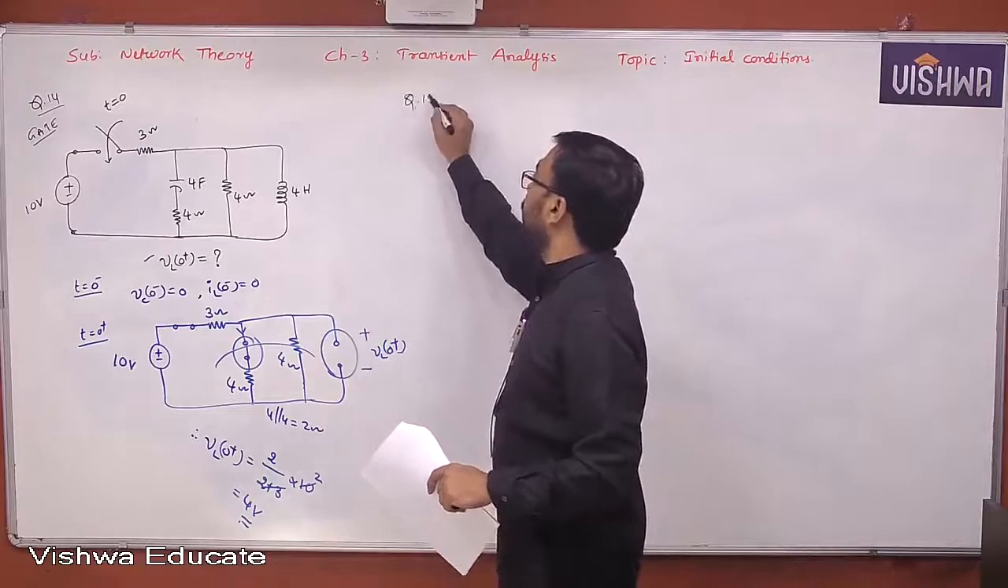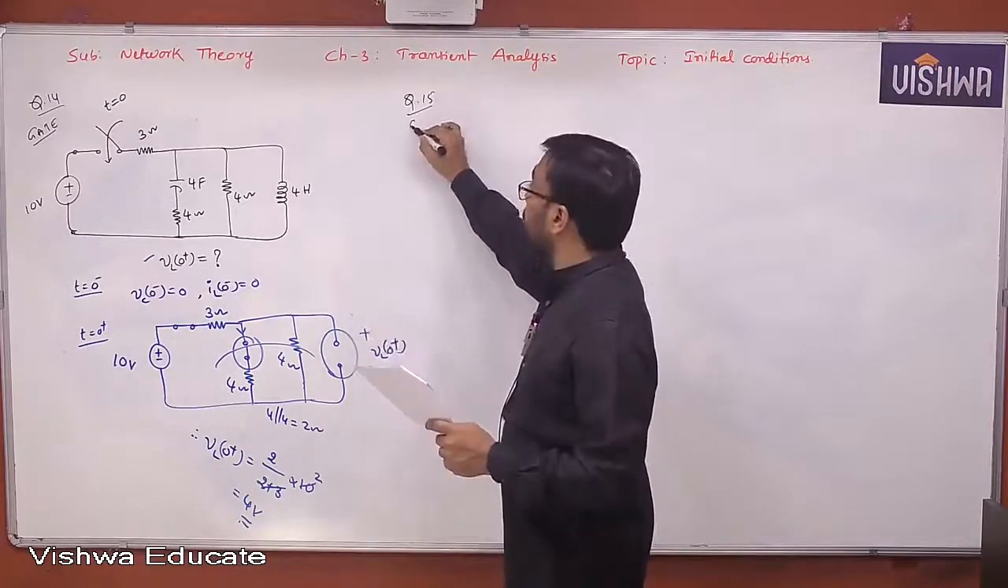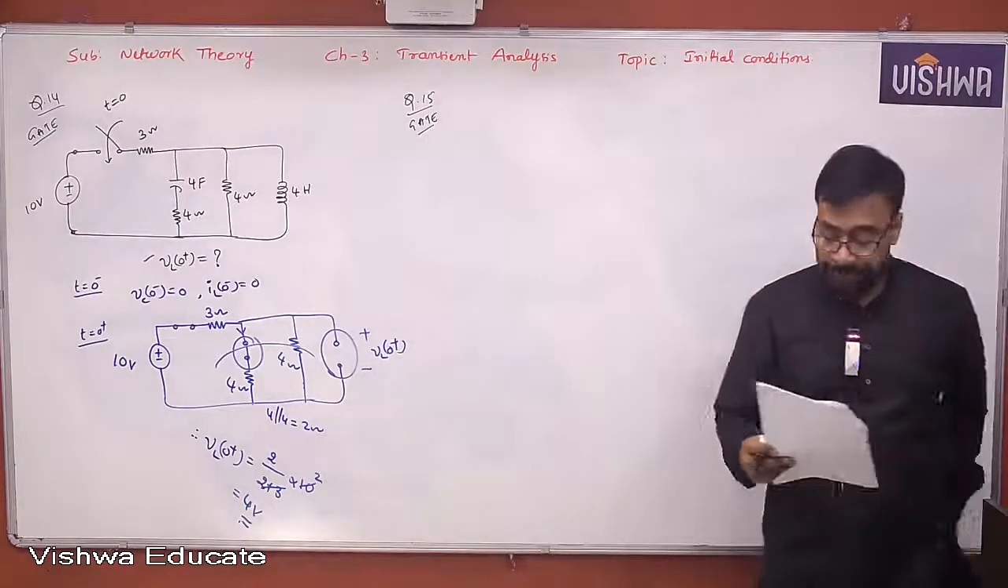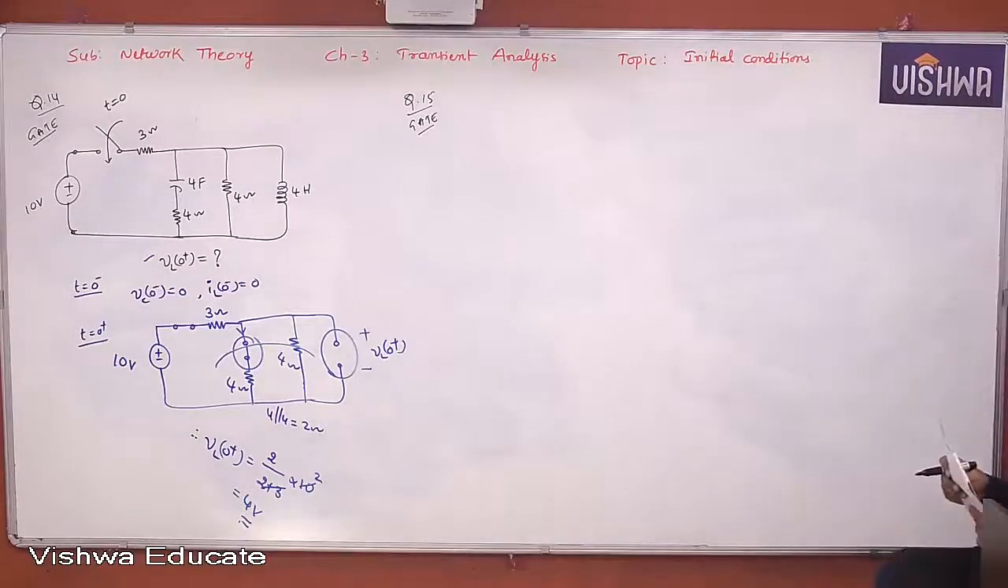Question number 15, which was asked in GATE. It's an interesting problem. Finish that quickly, all of you. I read the question. Look at the question. In the circuit shown in the following figure, switch SW1 is initially closed, SW2 is open. The inductor L carries a current of 10 amperes and the capacitor is charged to 10 volt with polarities as indicated.